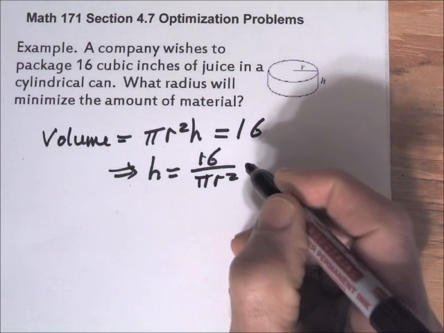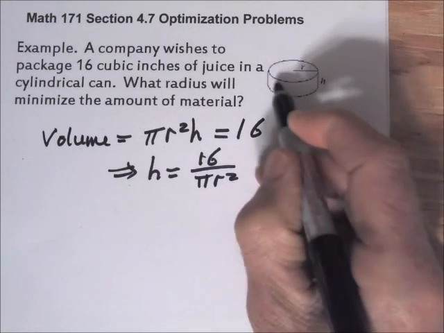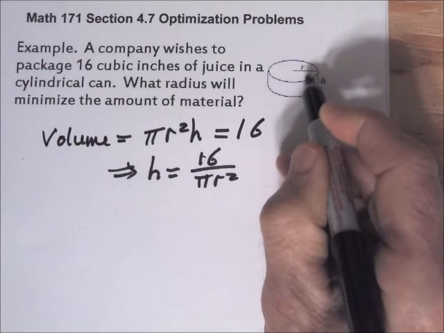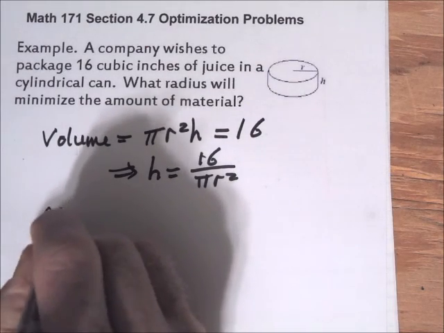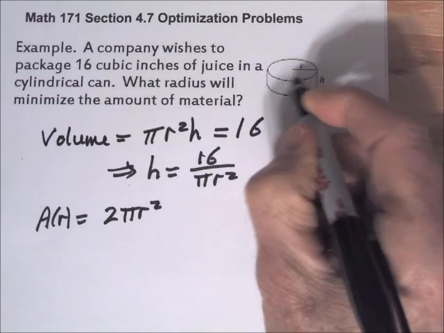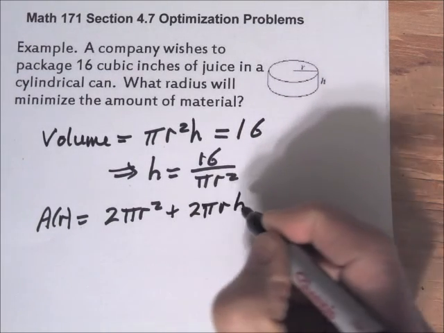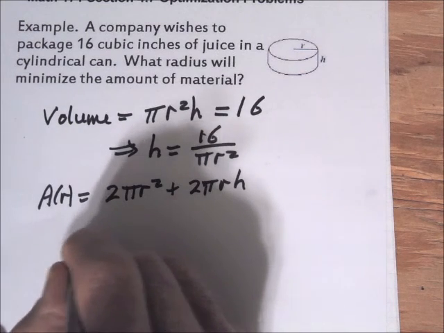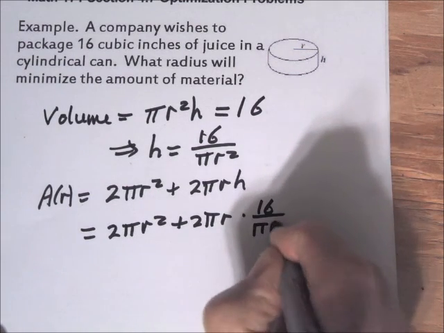And then we also want the formula for the surface area. The surface area is going to have two different formulas. We have one formula for the sides, and then another formula for the top and the bottom. Well, the top and the bottom are just the area of a circle. That's pi r squared, but there's two of them. So that's going to be 2 pi r squared. That's for the top and the bottom, and then for the sides, we have the circumference of the circle multiplied by the height. So it's going to be plus 2 pi r h, and h we said was 16 over pi r squared. So we can rewrite this as 2 pi r squared plus 2 pi r times 16 over pi r squared.